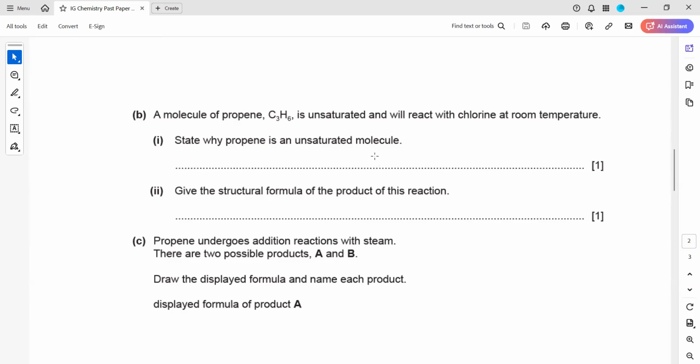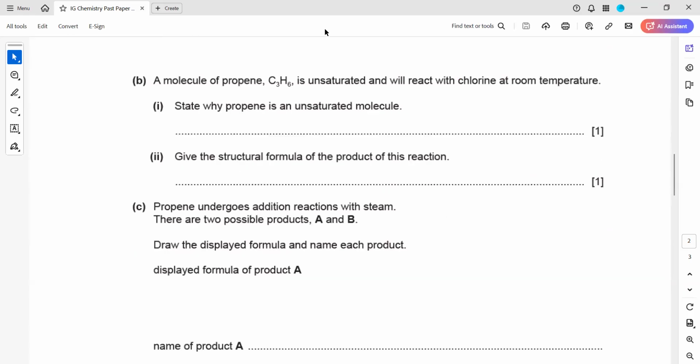A molecule of propene, this is an alkene, is unsaturated, and will react with chlorine at room temperature. Why is propene unsaturated? What is the meaning of the term unsaturated? The compound which contains a carbon-carbon double bond. A compound with a carbon-carbon double bond, we call that an unsaturated hydrocarbon. So we have to write that. Yeah, you have to mention. I just put C double bonded C, but you will mention compound with a carbon-carbon double bond.